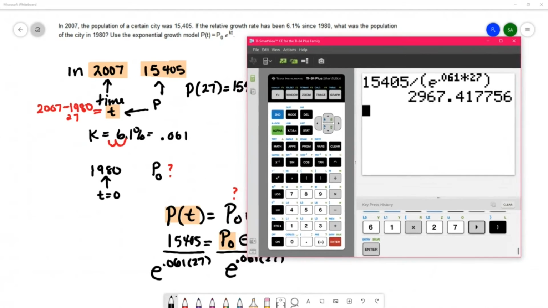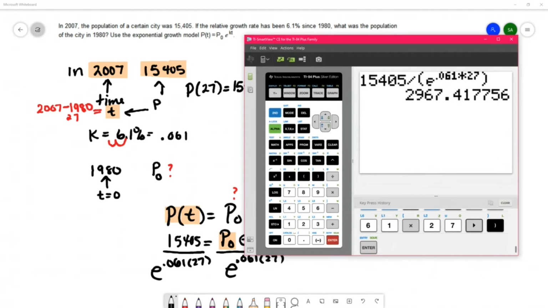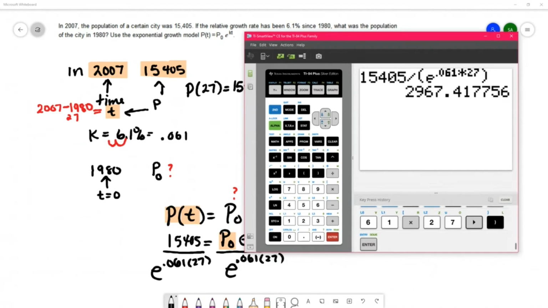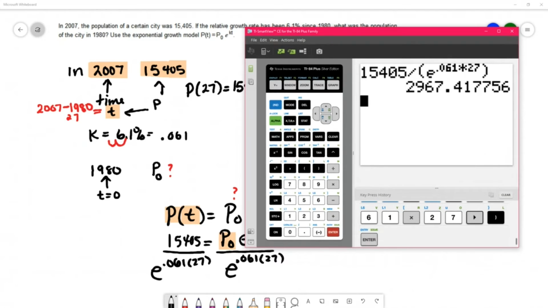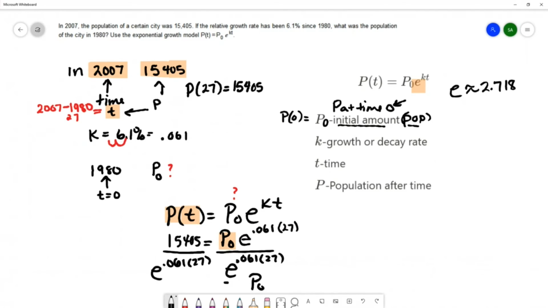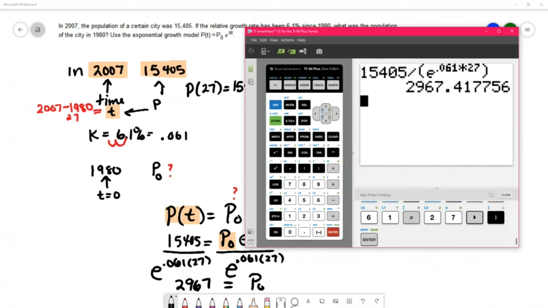So we got 2,967.41, and let's round to the nearest whole number. So we're going to say 2,967. So the initial population is 2,967. Let's double check. Yes. So the population in 1980 is 2,967.